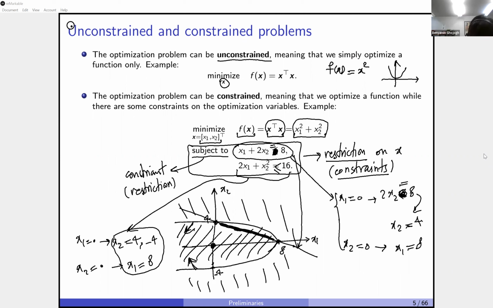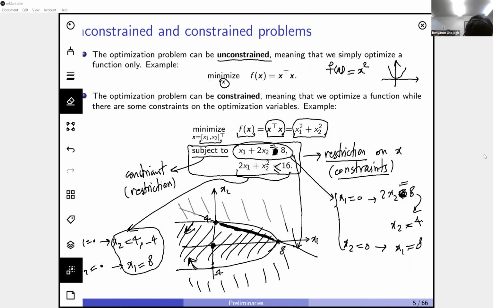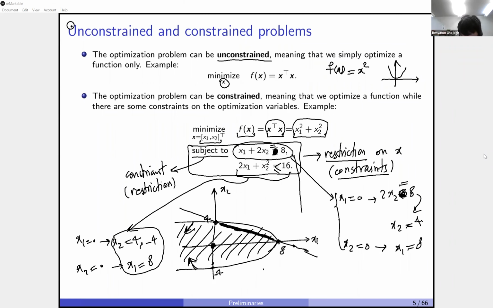So let me erase this. It means that I am here. I'm inside. Also, I'm on the line. The first constraint says I'm on the line. Do you see that? So it means that this is the line, and I should be here. So only here, because this part of the line and this part of the line are not inside this. So the only feasible or acceptable domain for x1 and x2 is this part of the line. And on this, I should minimize x1 squared plus x2 squared.